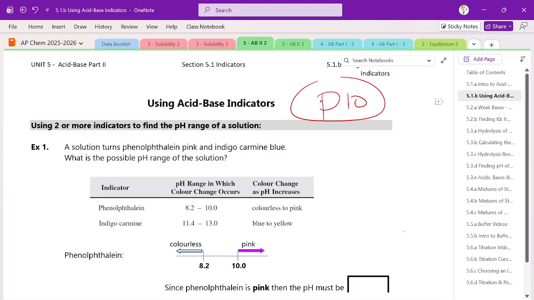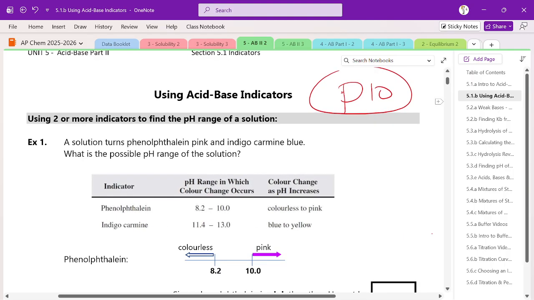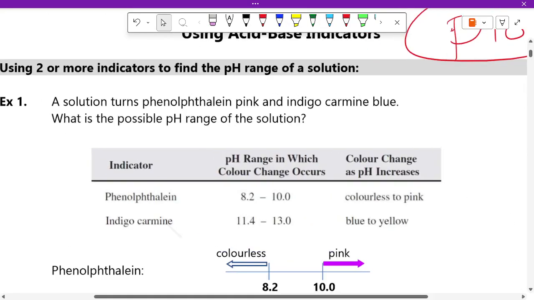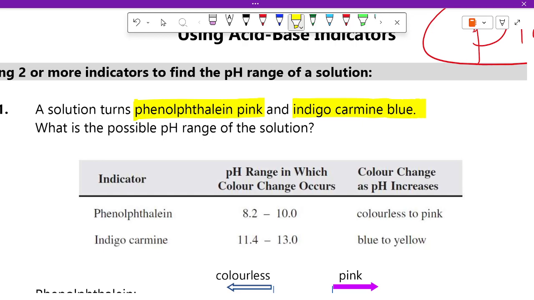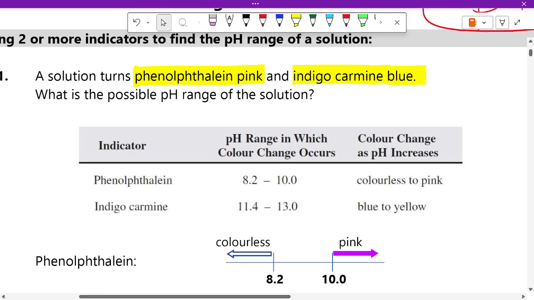Okay, so we're going to use these acid-base indicators to do things like estimate the pH of a solution. So we have a solution. We don't know its pH. And it turns phenolphthalein pink. And this solution also turns indigo carmine blue. I've just put in phenolphthalein and indigo carmine here. So phenolphthalein is pink and indigo carmine is blue.